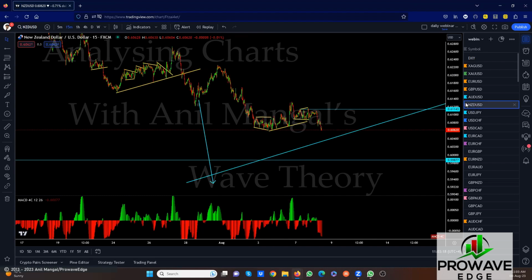Let's see if we get it. Flag to buy or flag to sell. This could be both ways, so I'll put it both ways. Wait for flag to buy or flag to sell. Flag, sell, impulse, flag, buy.